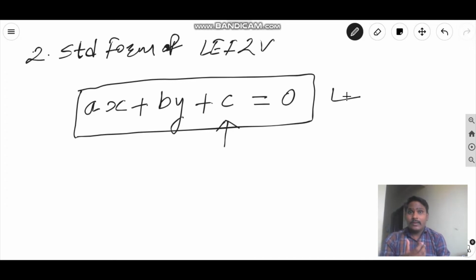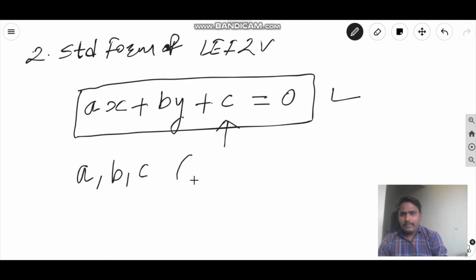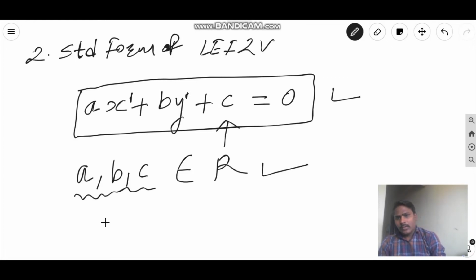Now we will see what the parameters are here. These three things A, B and C are nothing but real numbers, any three numbers. So how should these numbers be? These must be real numbers. A, B and C are real numbers. Now the second thing we observe here is the power of x, which is 1, and the power of y is also 1. So the power must be equal to 1.